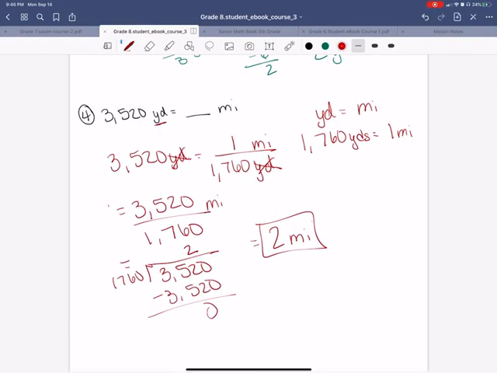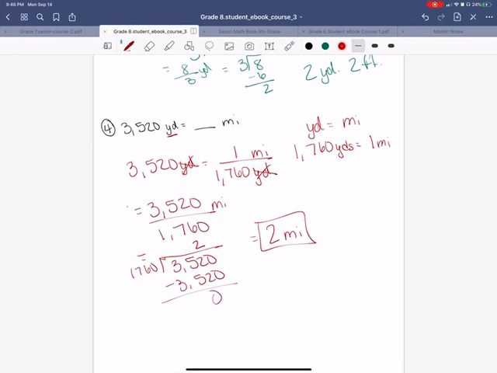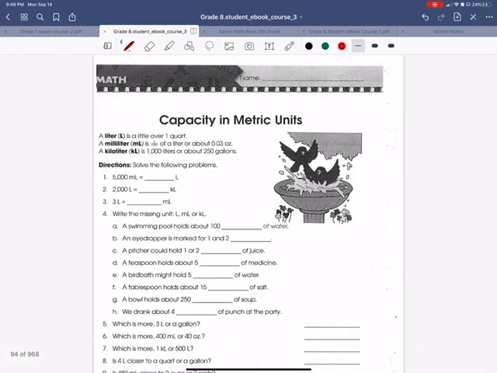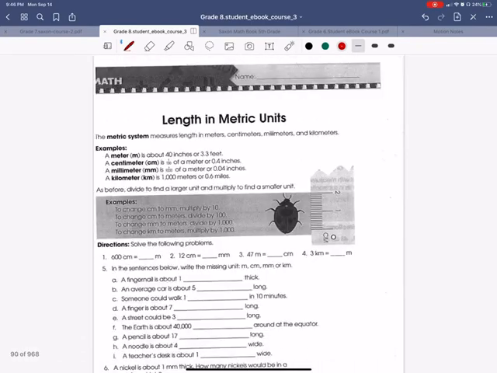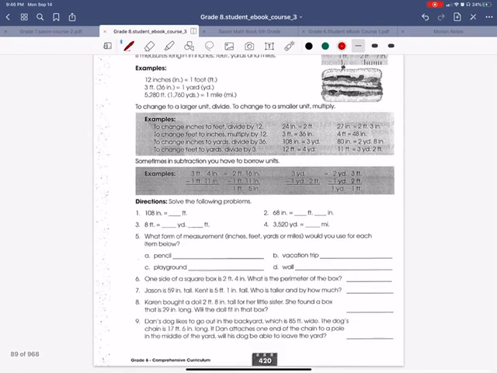And if you want to, you can check out the other answers to all of your questions. For length and customary unit, you should have these answers. You should have 9 feet for number 1. For number 2, you should have 5 feet, 8 inches. For number 3, you should have 2 yards and 2 feet. For number 4, you should have 2 miles.